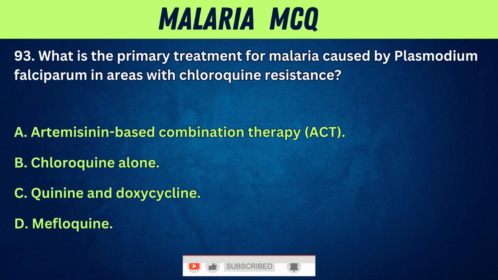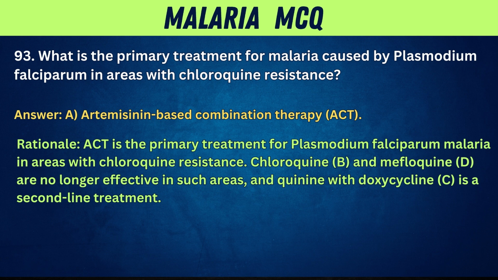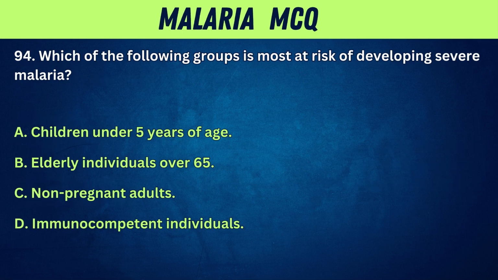C. Quinine and doxycycline. D. Mefloquine. Answer: A. Artemisinin-based combination therapy, ACT. Rationale: ACT is the primary treatment for Plasmodium falciparum malaria in areas with chloroquine resistance. Chloroquine, B, and mefloquine, D, are no longer effective in such areas, and quinine with doxycycline, C, is a second-line treatment.